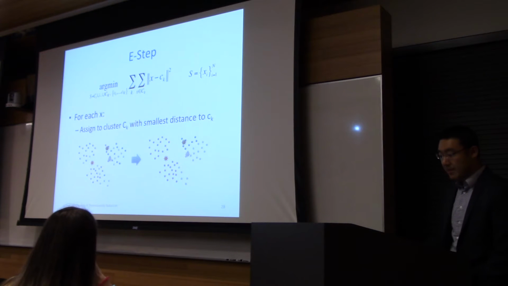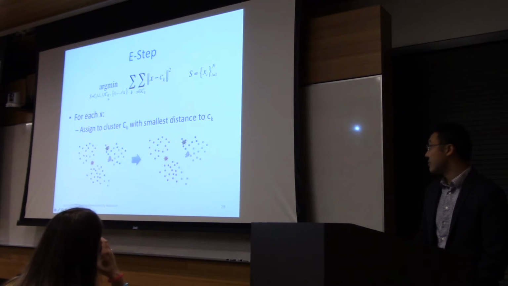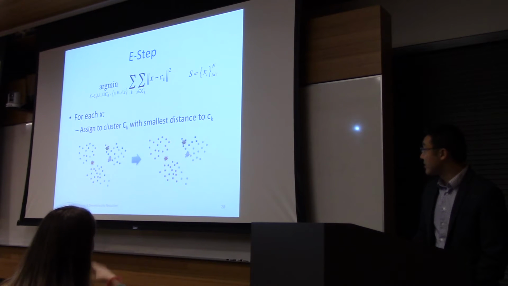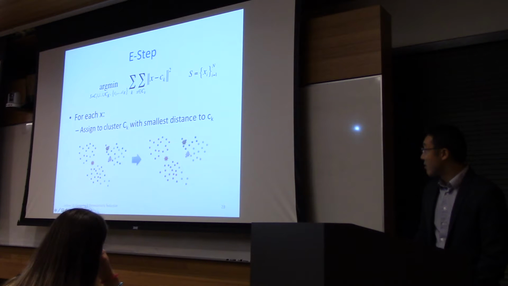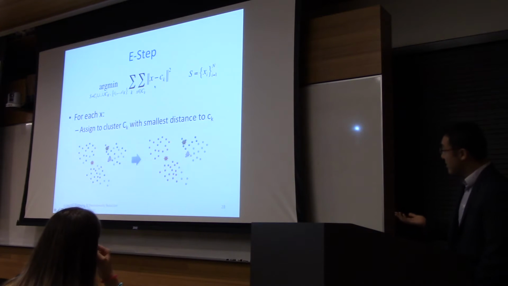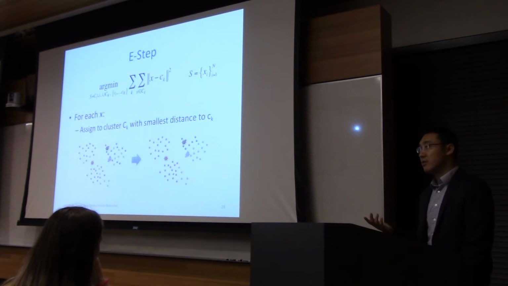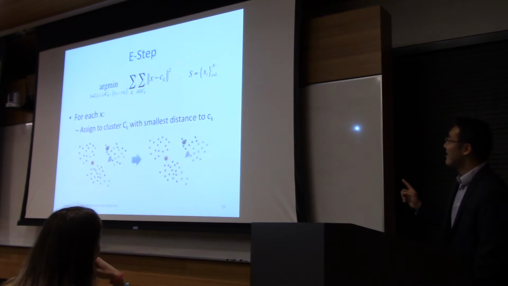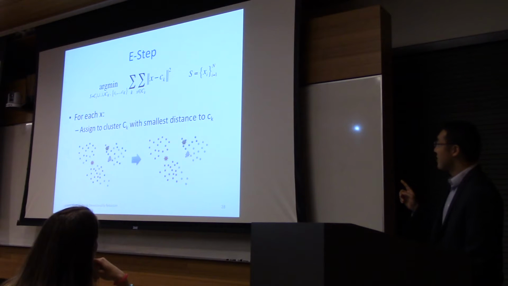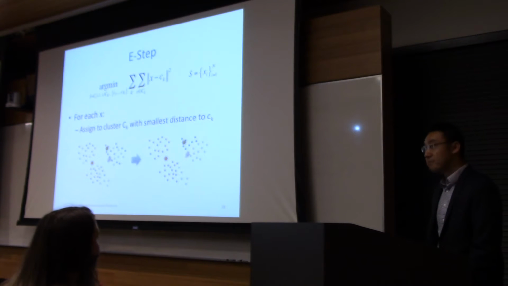Right. So in the E step, we hold the cluster centers fixed and we re-estimate the cluster memberships. We solve this objective function while holding the cluster centers fixed, and it's straightforward to see that for every individual data point x, this quantity is minimized by assigning it to the cluster whose center it is closest to. That was a very convoluted sentence. We assign each individual x to the cluster with the cluster center that it is closest to. So this is a very straightforward step.